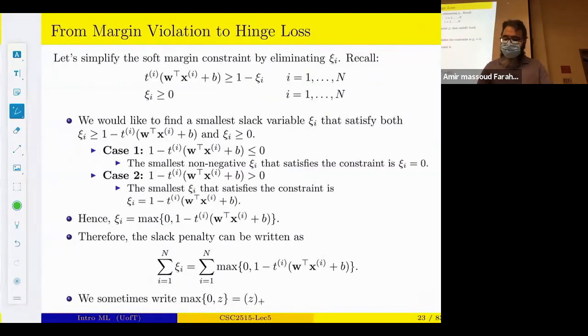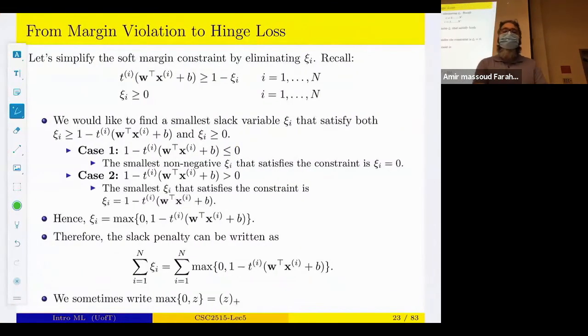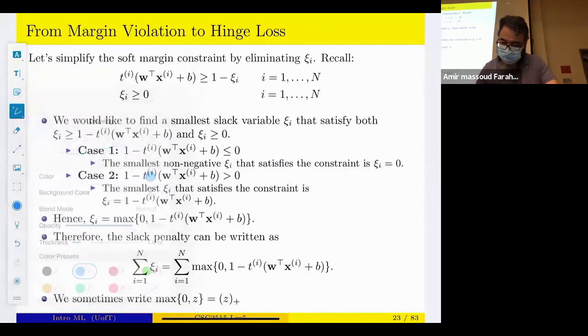Okay, so that's great. Now I want to start from this concept of margin violation and introduce a new loss function. If you recall, in the beginning I promised that I would introduce two loss functions during this lecture. One of them would be here. So we start from the constraints.